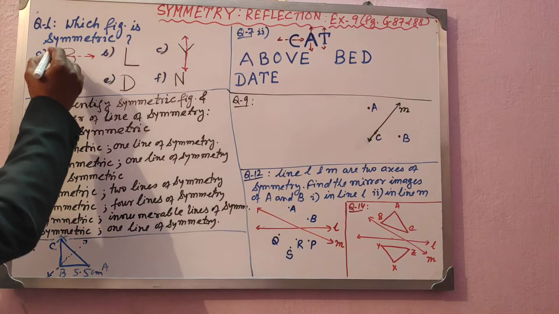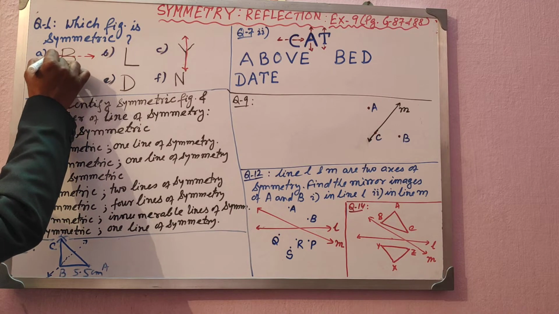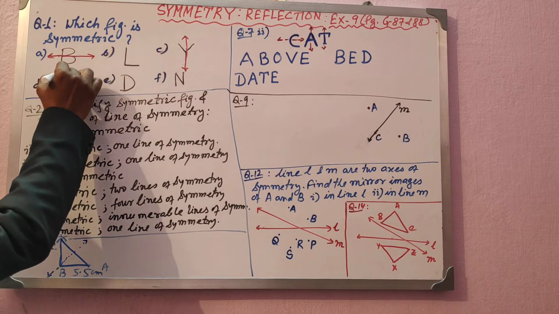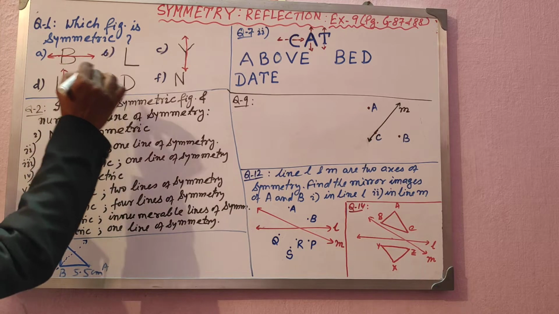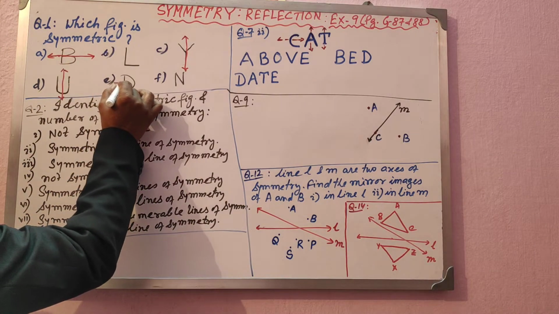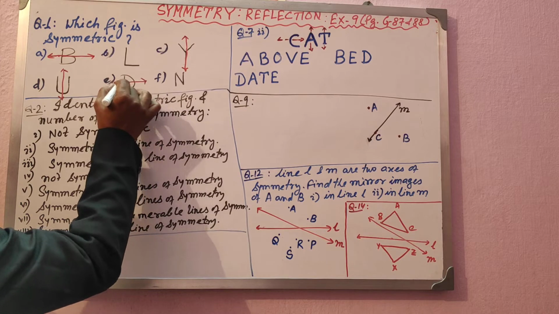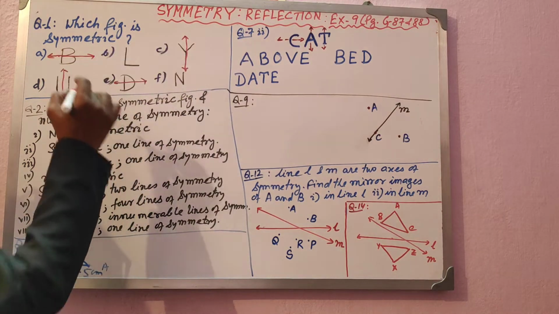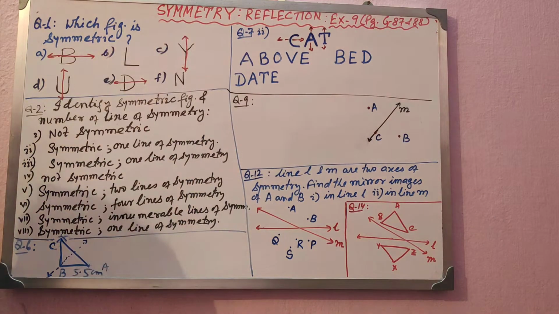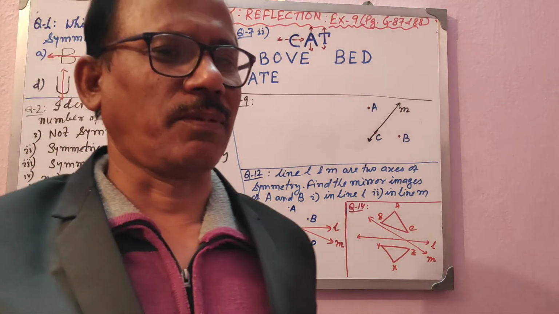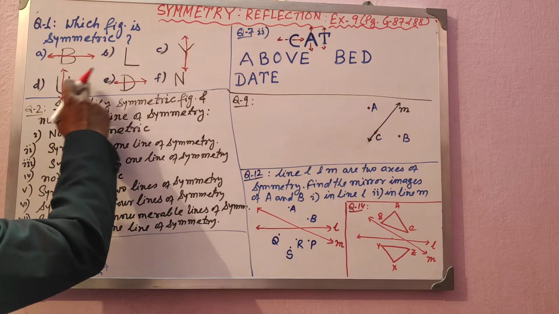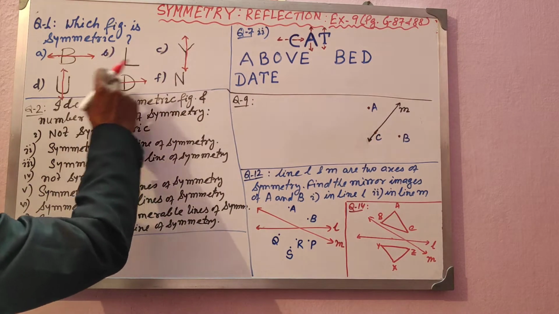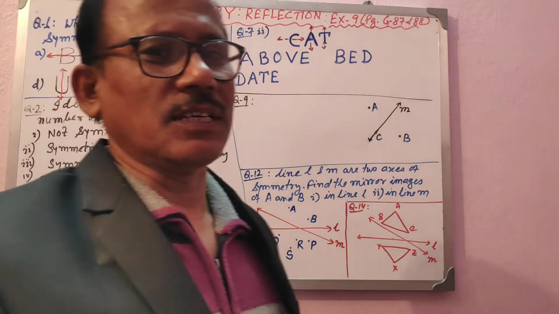Only one line of symmetry. In the case of B also one line of symmetry. In case of U also you will have one line of symmetry like this. But D you will have one line of symmetry, that is horizontal. This one is a vertical symmetrical line. N you will not have a symmetrical line. That I discussed in the previous video, all the letters. So in this, B, U, D, B, Y, U and D will be the symmetric figures.